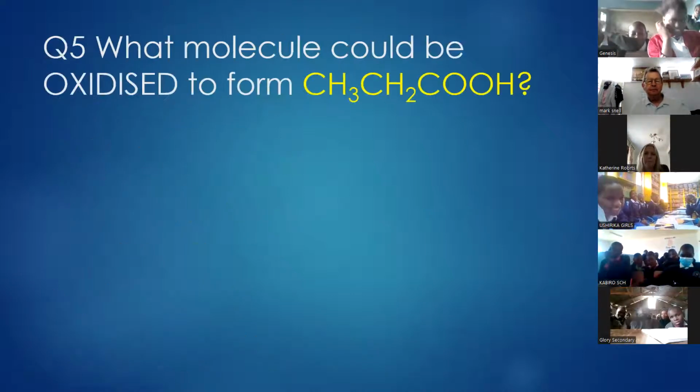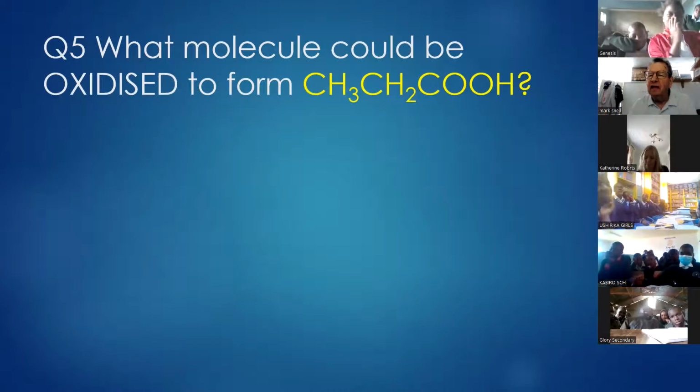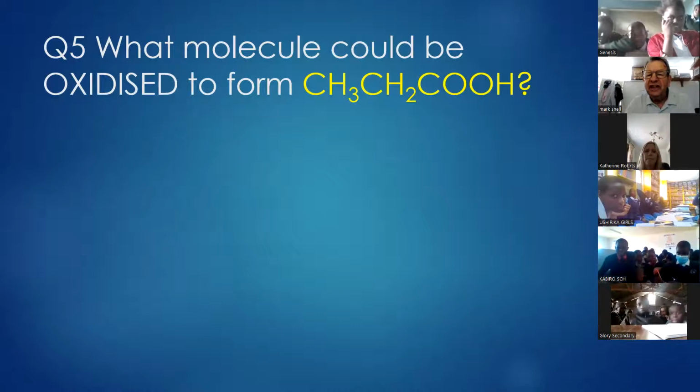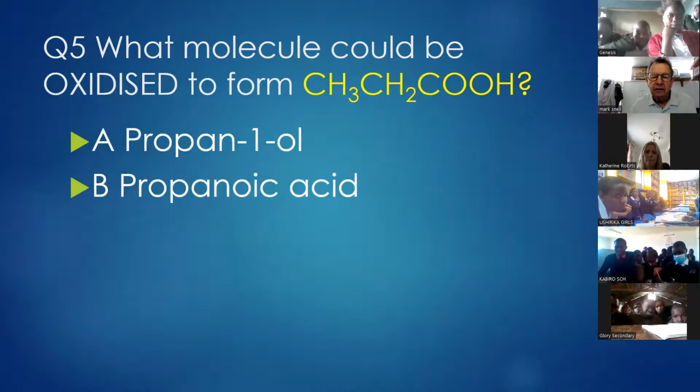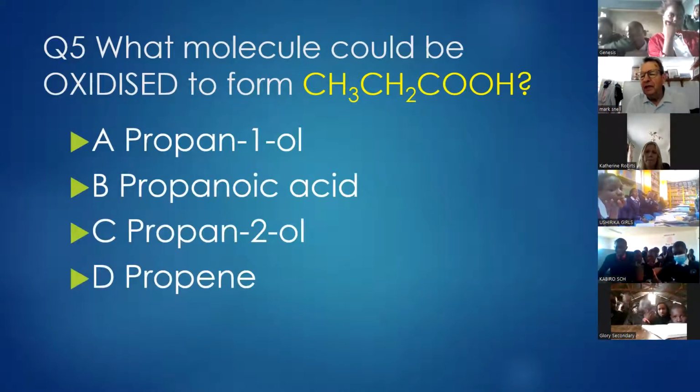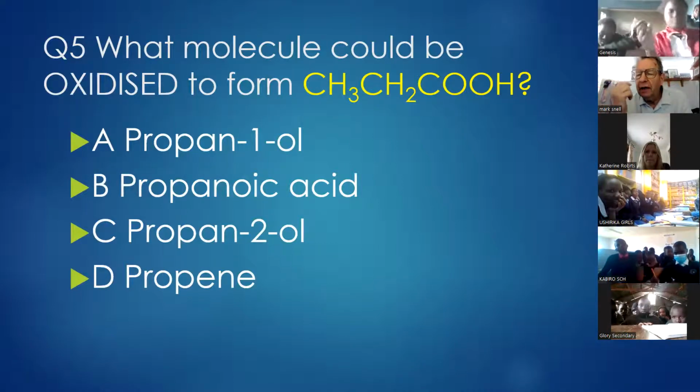Okay, next question. What molecule could I start with if it was going to be oxidized to form CH3, CH2, COOH? So what oxidizes to make, that's an alkanoic acid, isn't it? COOH, that's an alkanoic acid. So would it be propan-1-ol, propanoic acid, propan-2-ol, or propene? Now that's where that thing on the board behind me is useful, because oxidation of something produces an alkanoic acid.